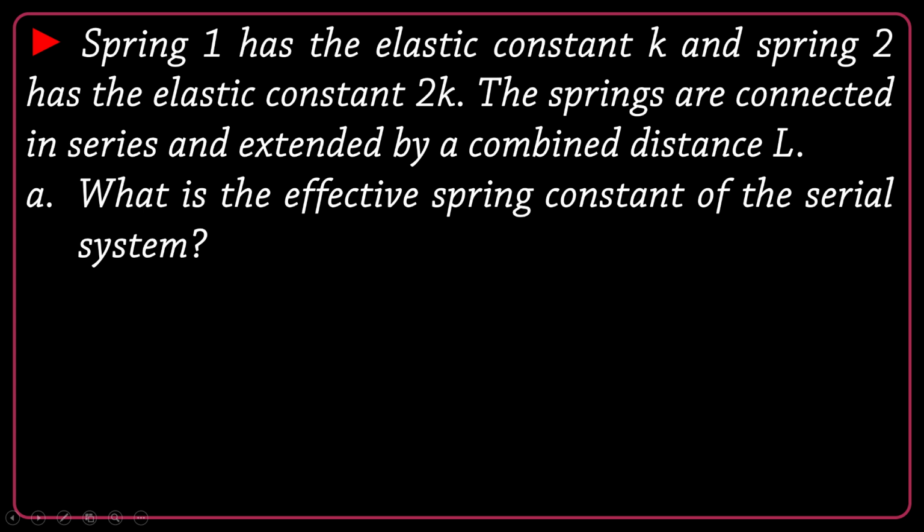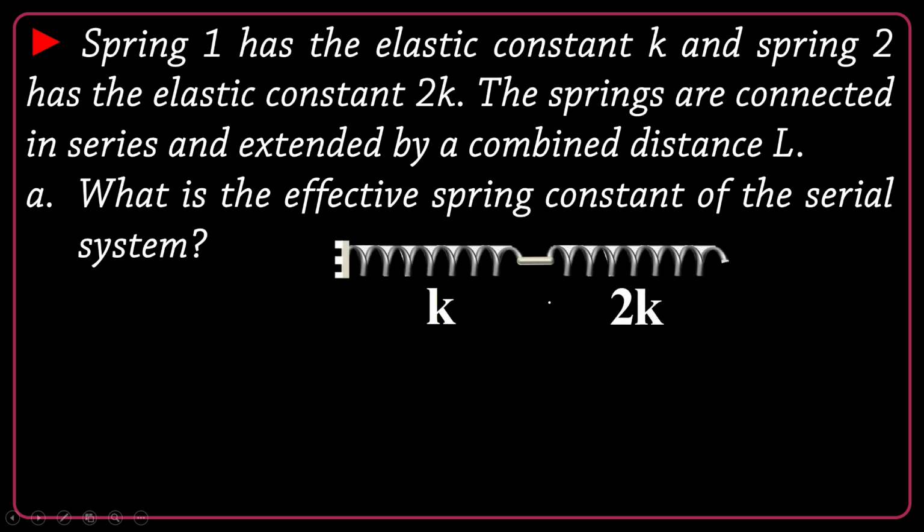A spring 1 has the elastic constant K and a spring 2 has the elastic constant 2K. Okay, one spring is K and one spring is 2K. The springs are connected in series and extended by a combined distance L. So I apply a force of F and the system is extended for L. What's the effective spring constant of the serial system? First, I'm gonna find the equivalent spring constant or effective spring constant. You know how to do it.